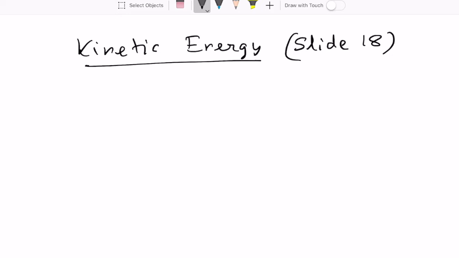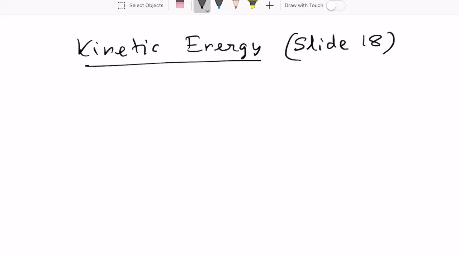Okay, so we will now talk about a new topic, which is kinetic energy. Kinetic energy is the energy associated with motion. So whenever an object is moving, it has kinetic energy. So what is the definition of kinetic energy?